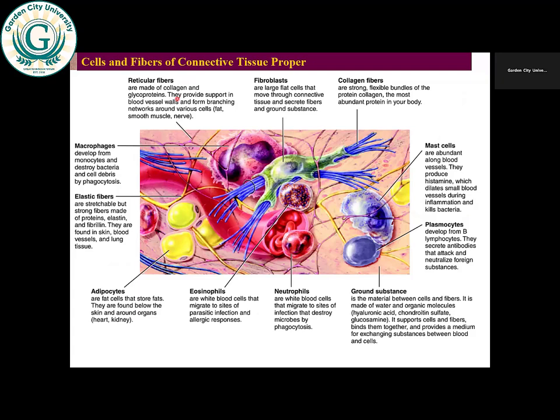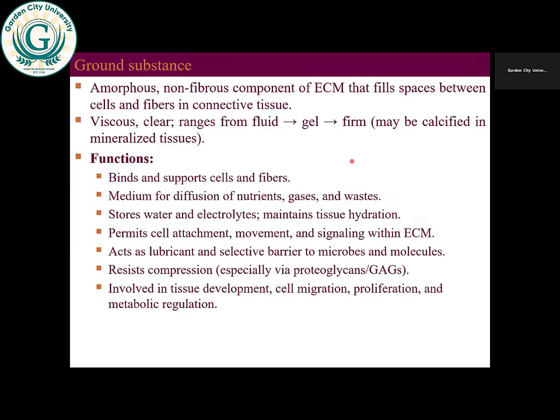Now the last component is what we are calling the ground substance. The ground substance is just the material between the cells and the fibers. They are the non-fibrous component of the cellular matrix. They fill spaces between the cells and fibers. They can be viscous, clear, fluid, gel-like, or firm, depending on the connective tissue type.